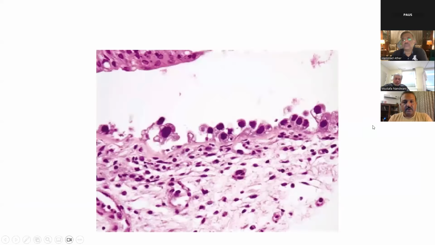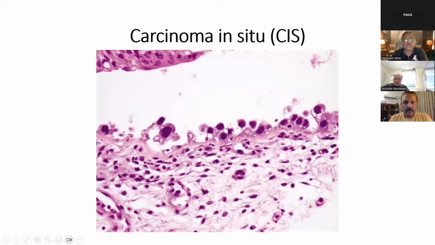Sometimes the carcinoma in situ cells are so friable that they shed in the urine, in the lumen of the bladder. Like over here, only a few of them are attached to the basement membrane. So this property is the basis for the diagnosis of carcinoma in situ on urine cytology, because these cells are very friable and are shed off in the urine all the time.